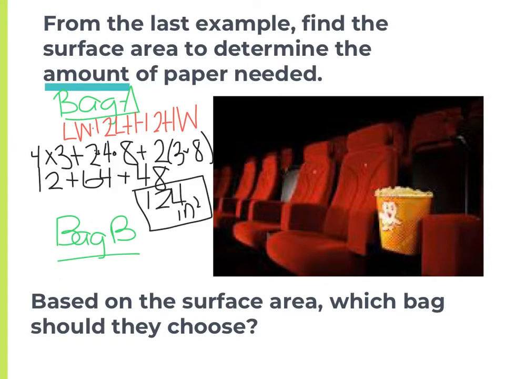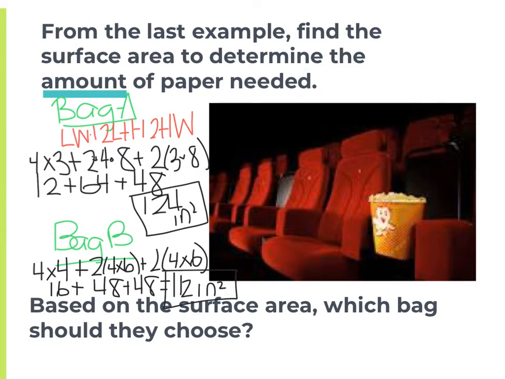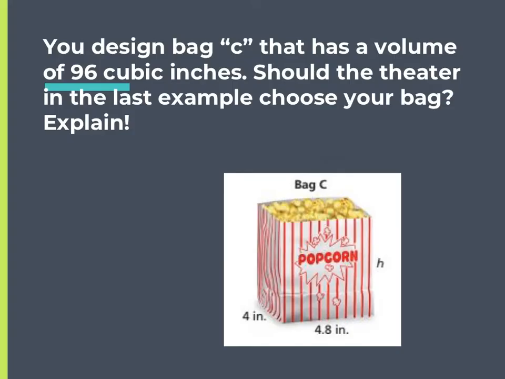Okay, so just to make sure that we're on the same place, for bag A, I got 124 inches squared. Now I'm going to go ahead and do bag B. Okay, and there we have it. So we have 112 inches squared for that one. So which one should they choose? Well, of course, they should choose bag A. Or not bag A, they should choose bag B. Back that up. We don't want to choose bag A. No to bag A. Yes to bag B. There is less paper, so we are wasting less trees.